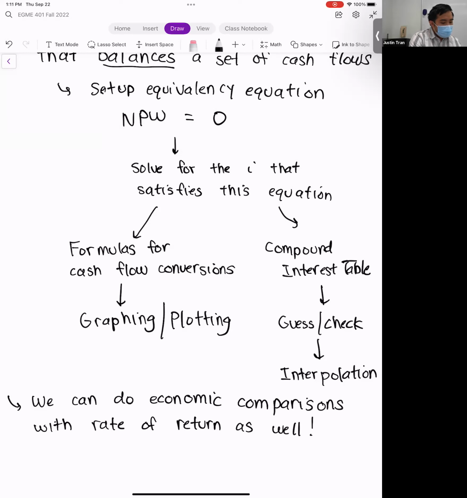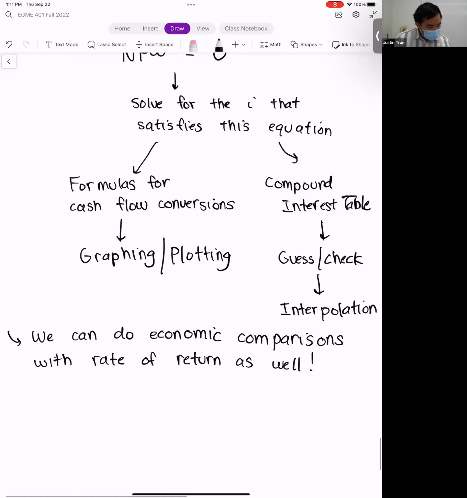Right, but in order to do that, we have to set up the problem a little bit differently. And so we have to do something called incremental rate of return.